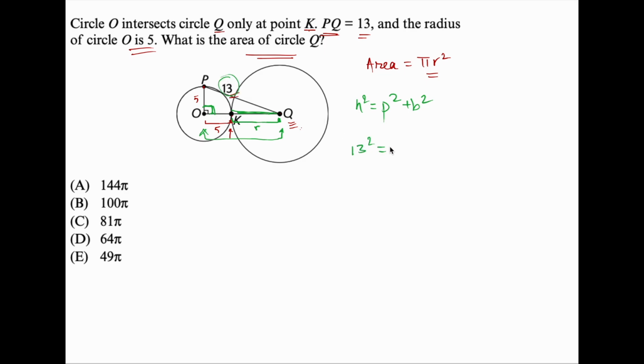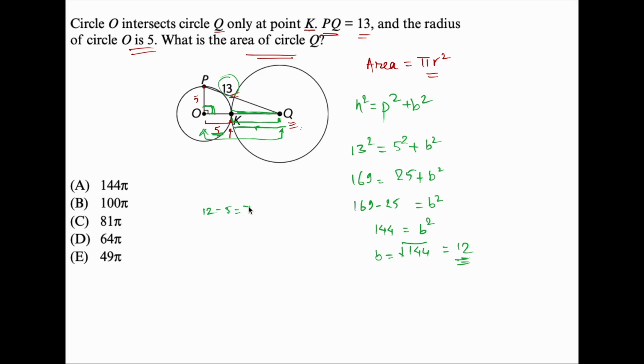Hence 13 square equals 5 square plus b square. 13 square is 169, 5 square is 25. So 169 minus 25 equals b square. This is 144, so b square is 144 and b equals under root 144 equals 12. So we know that the whole length of this OQ is 12, and if we subtract 5 from this 12, we will get the length of the radius of circle Q, which is 12 minus 5 equals how much? 7. So 7 is the radius of the circle, and let's calculate the area.